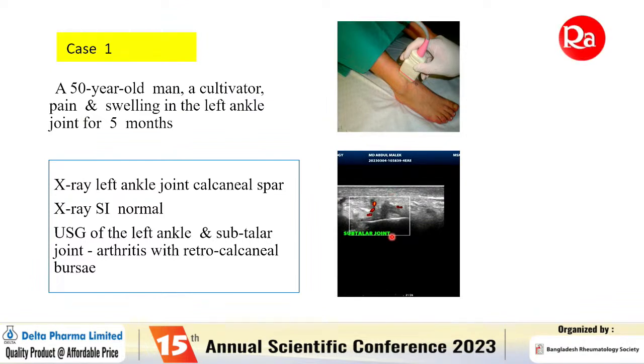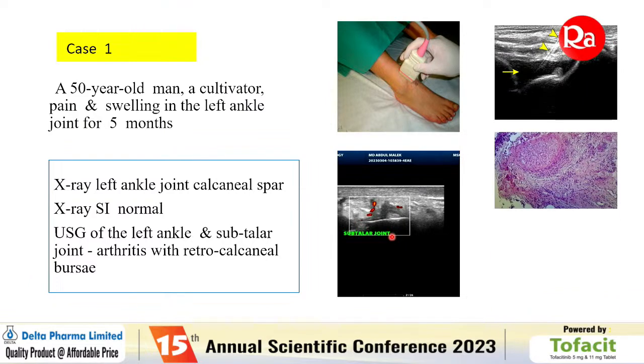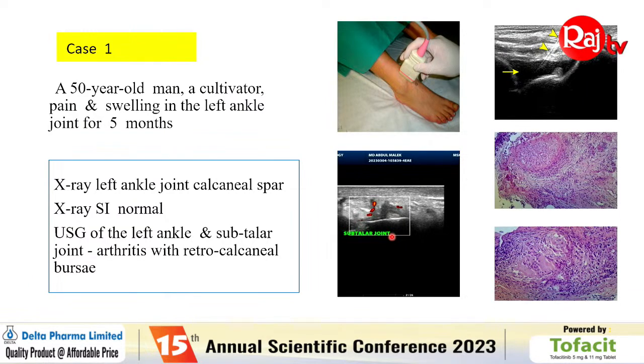This is the longitudinal view of the ultrasonography of the ankle joint. This is grade 3 synovitis with power Doppler. There is synovial fluid in the ankle joint. This is the histology of our case. This is the tubercular arthritis.